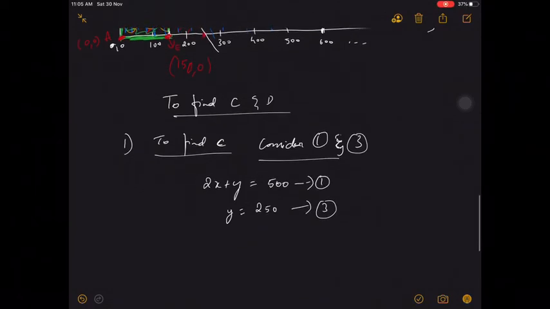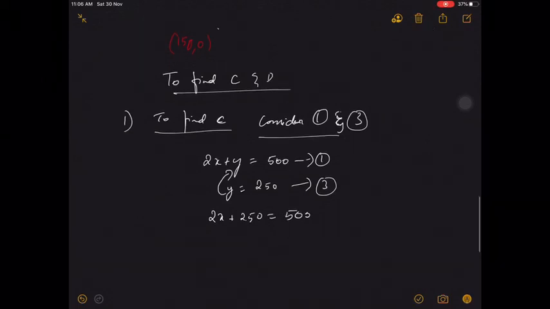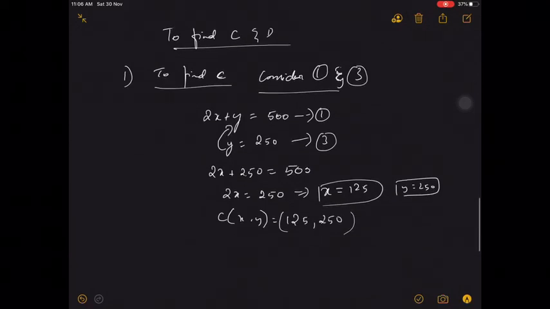Now we're going to solve these two by using the simultaneous method to find the values of C and D. So first to find C, put y as 250 here, so we get the value of x. So that is 2x plus 250 is equal to 500. So we get 2x is equal to 250, that implies x is equal to 125. So we found the value of x. So y is 250, that is C is nothing but x comma y, that is 125 comma 250.